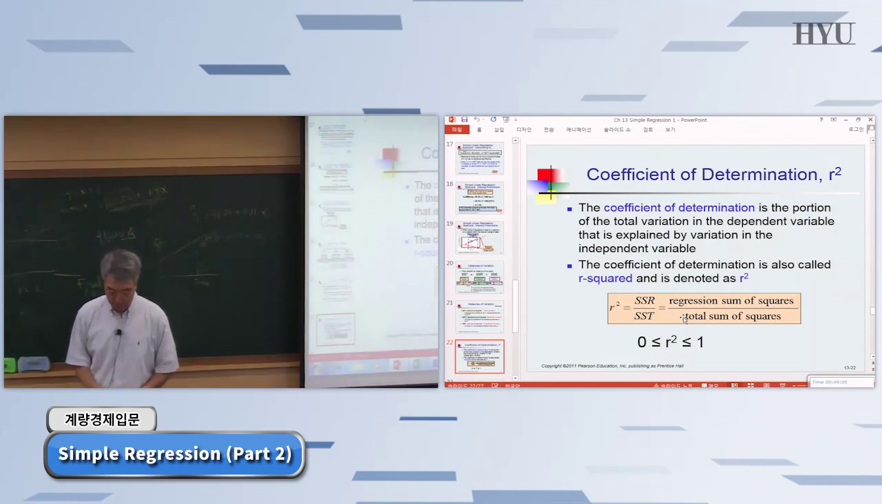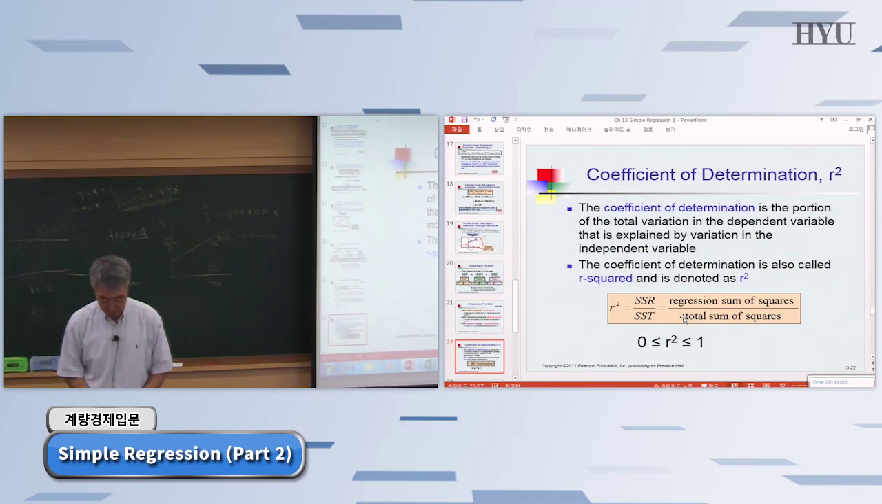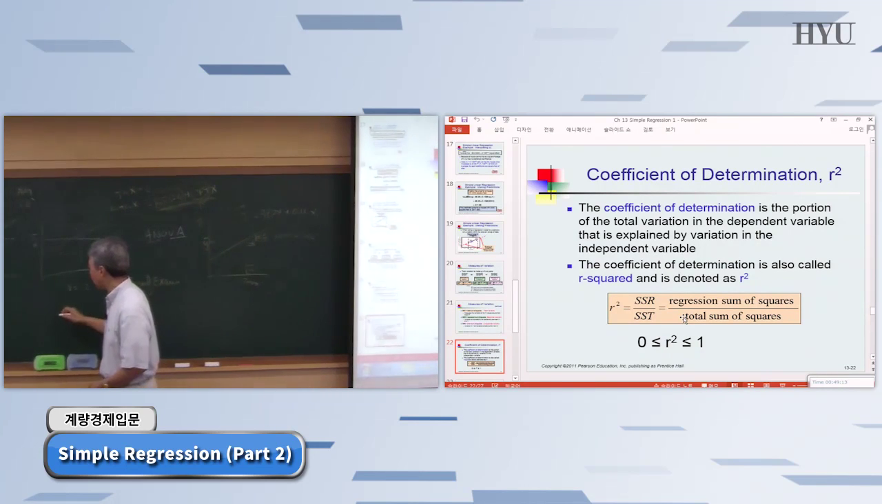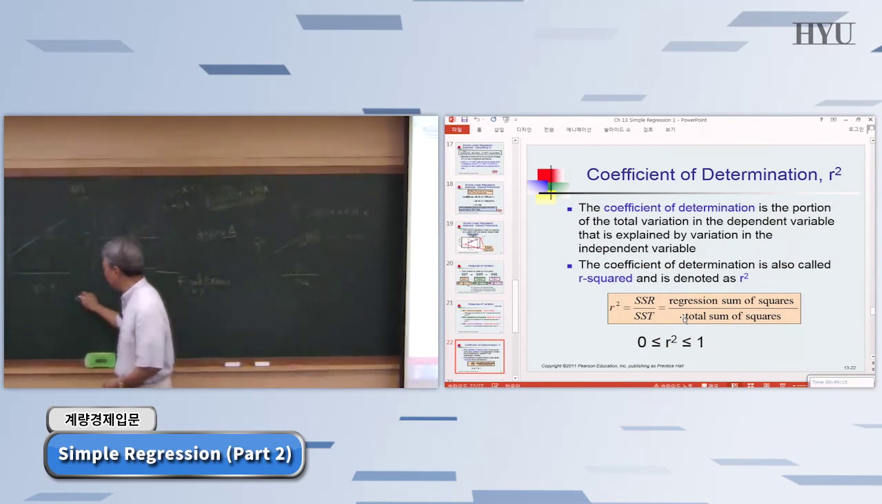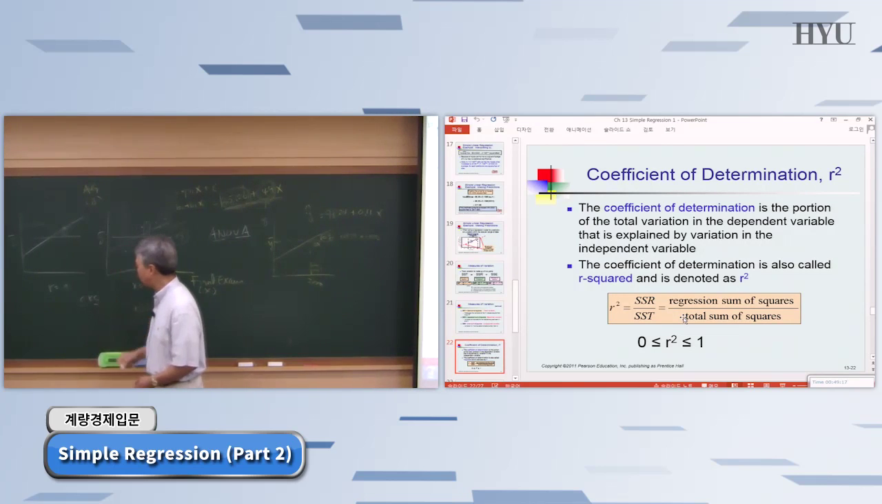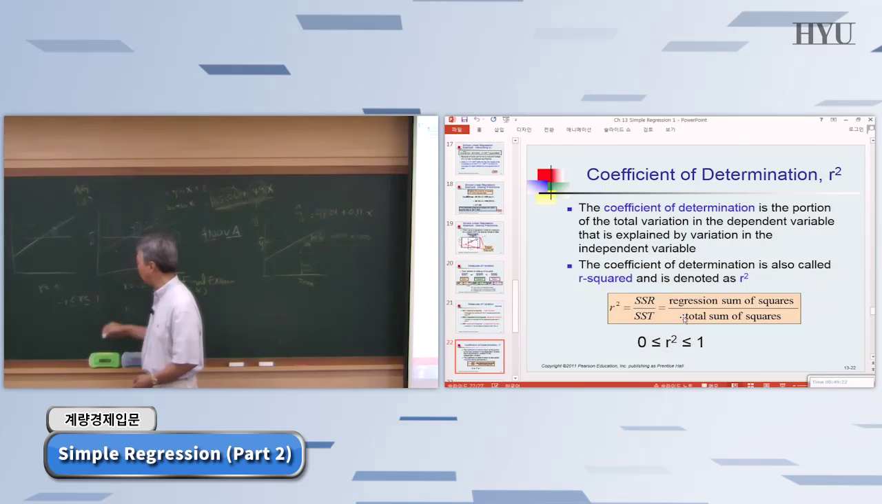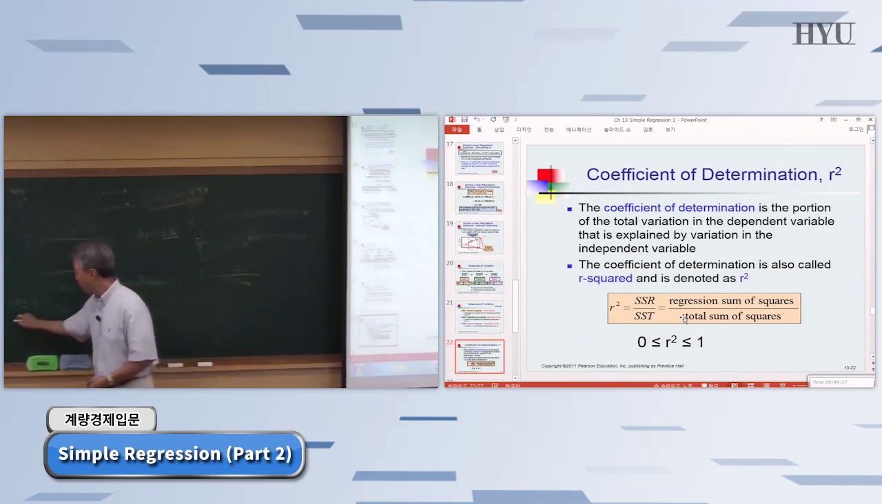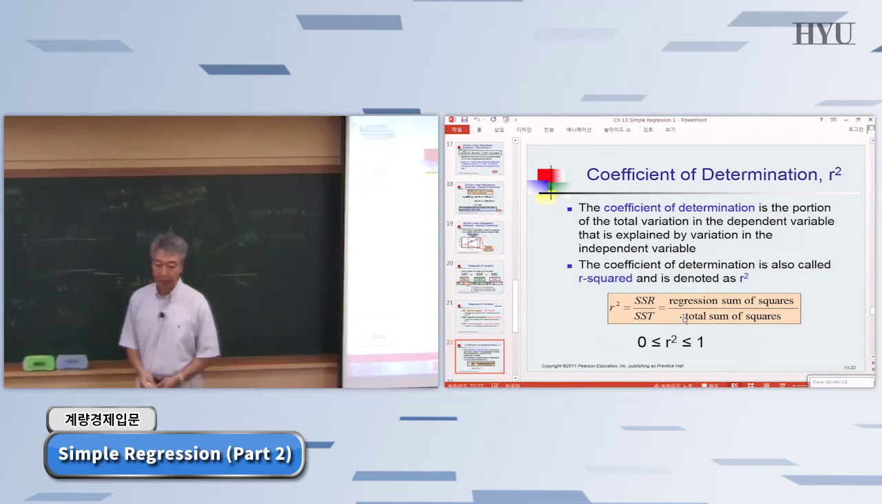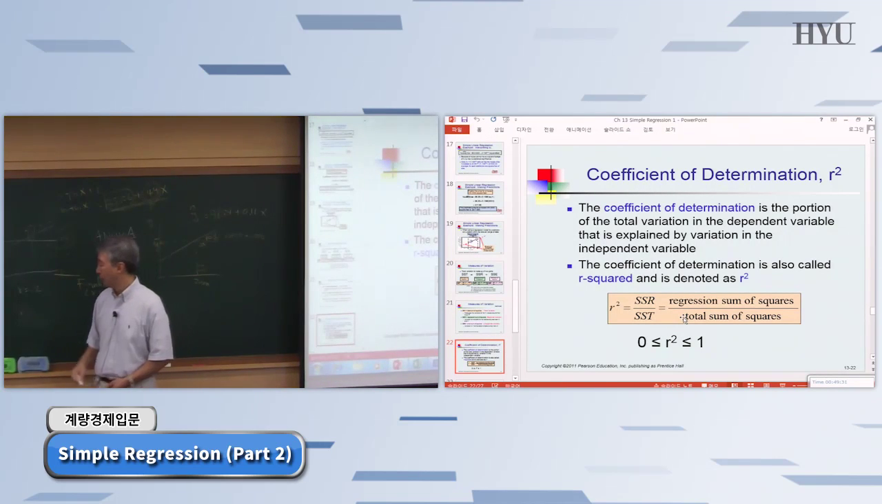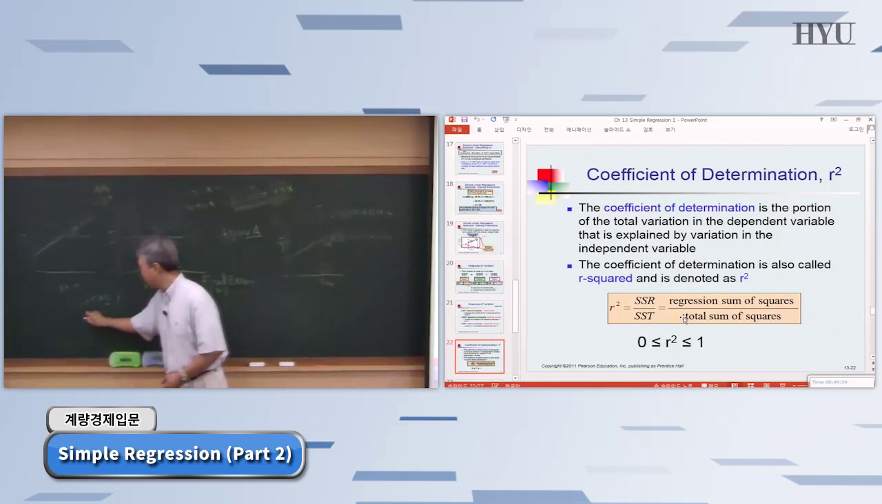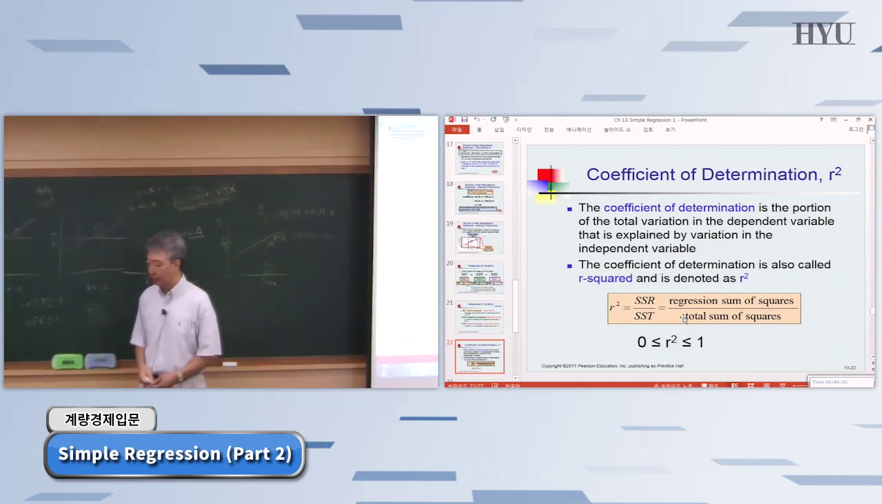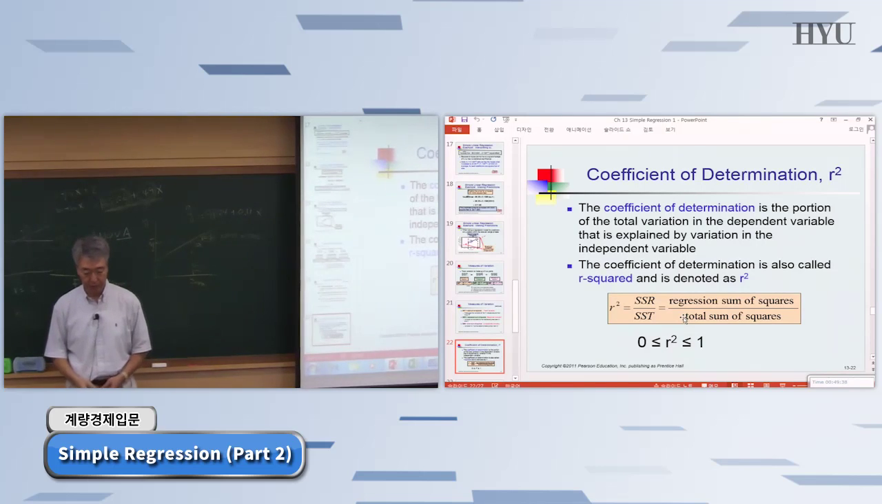So you have to have an understanding of that relationship. R can be negative, as I explained previously. It can be between -1 and +1. But R square obviously cannot be negative, so it's between 0 and 1. R square is between 0 and 1.